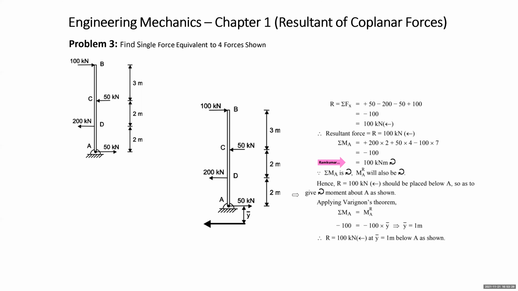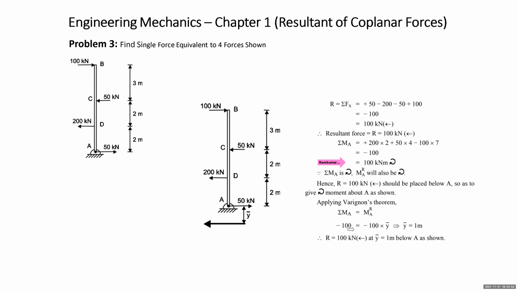So R has to be to the left and it has to be below A. R is to the left, which is already found 100 kilonewton. You place it below A at distance y bar. इस बार मैंने distance का symbol y bar कर दिया. Why y bar? Since it is measured in y direction. ठीक है. Now, if I take resultant below A, it will give me clockwise moment, which is required.